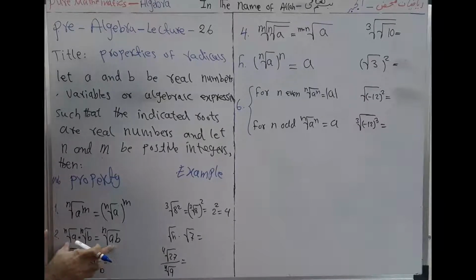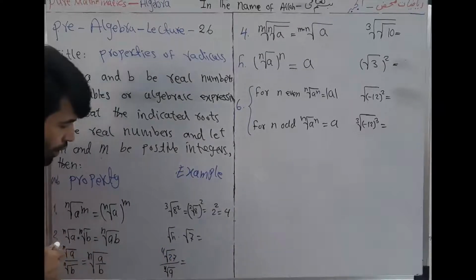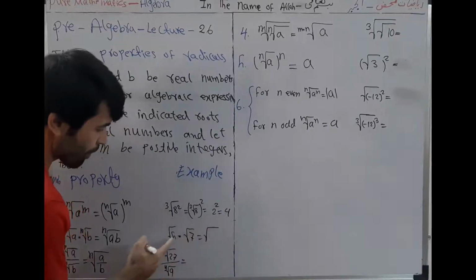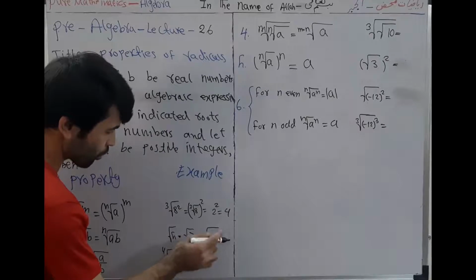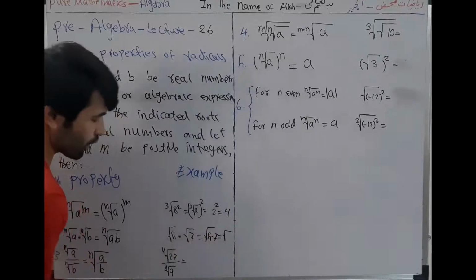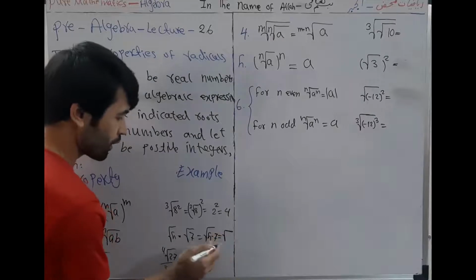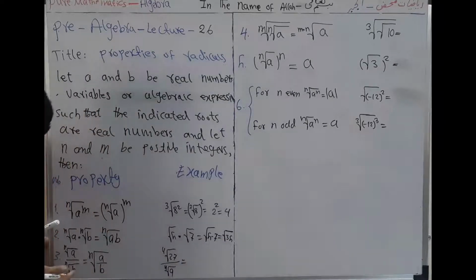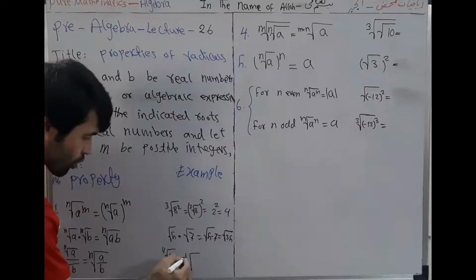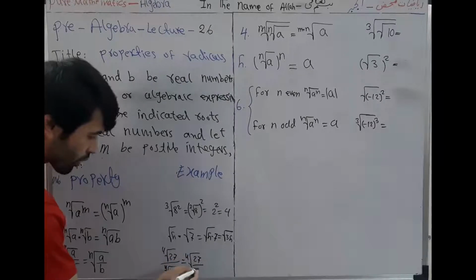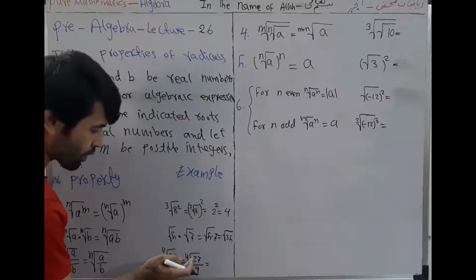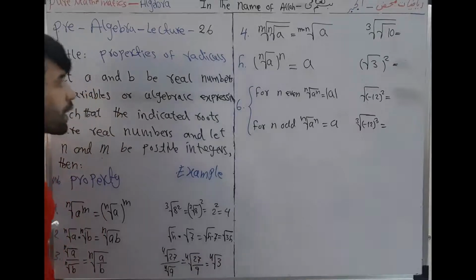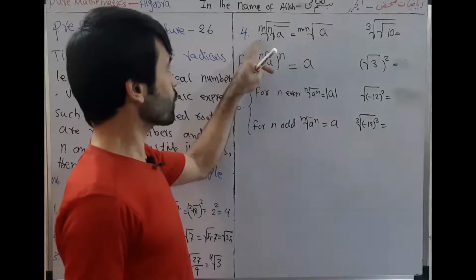The example of this rule is here, square root of 5 multiplied by square root of 7. It is equal to square root of 5 multiplied by 7, which is 35. Here it is equal to 4th root of 27 over 9. If we divide 27 by 9, we get 4th root of 3. It is the answer.